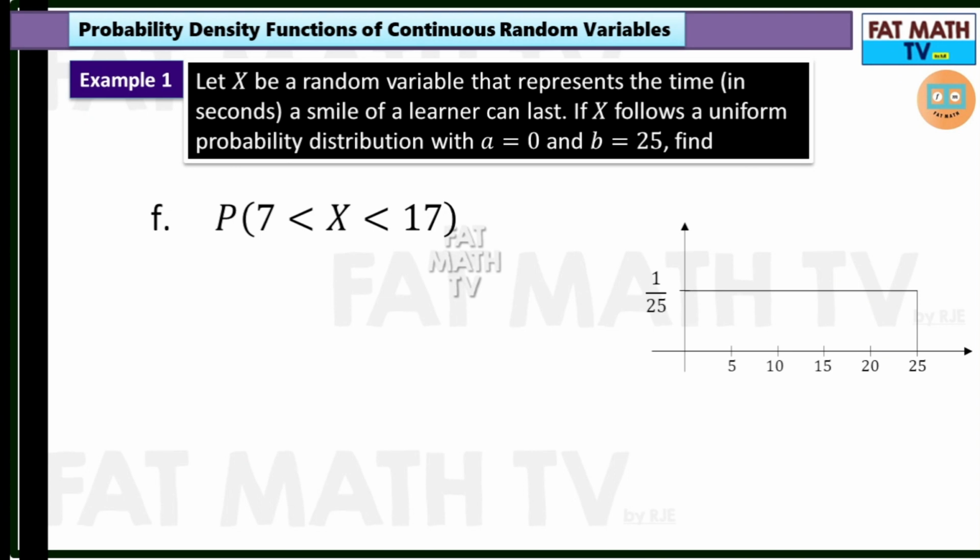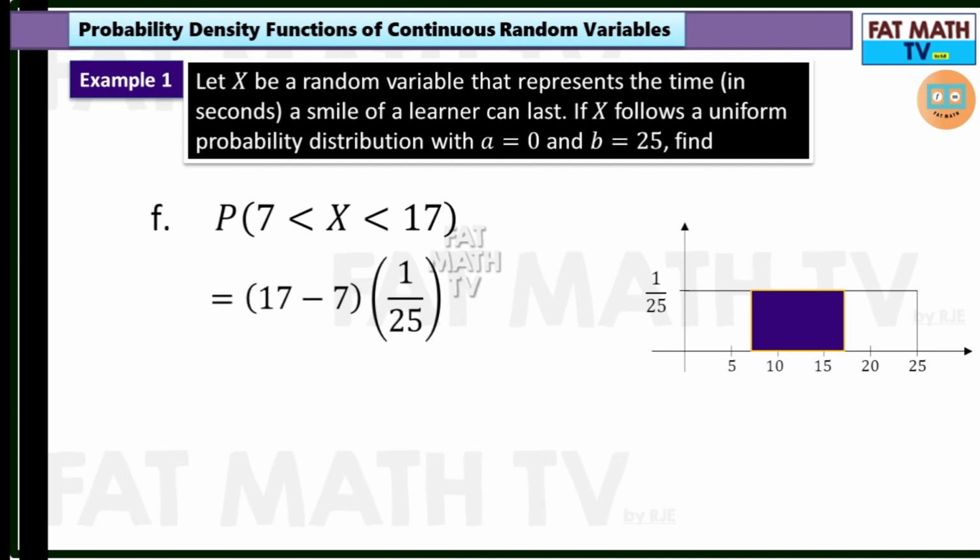Letter F, probability that x is greater than 7 but less than 17. So from 7 to 17, how long is that? That is 10 units. 17 minus 7, that's 10 times 1 over 25, which is the height. So 10 over 25, divide by 5, both numerator and denominator, you will get 2/5. So the area is 2/5. That is also the probability.